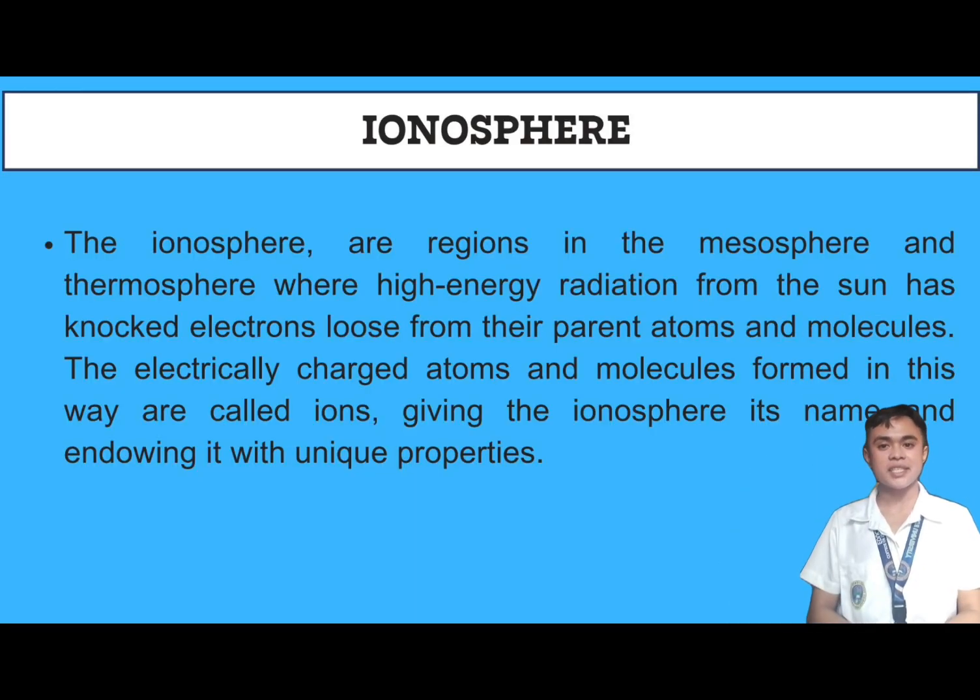Ionosphere. The ionosphere is not a distinct layer like the troposphere, stratosphere, mesosphere, or thermosphere. Instead, it is a region within parts of the mesosphere and thermosphere where solar radiation creates electrically charged particles called ions, giving it its name and unique properties. The parts of the thermosphere that align with the ionosphere are where auroras, the northern and southern lights, are visible.